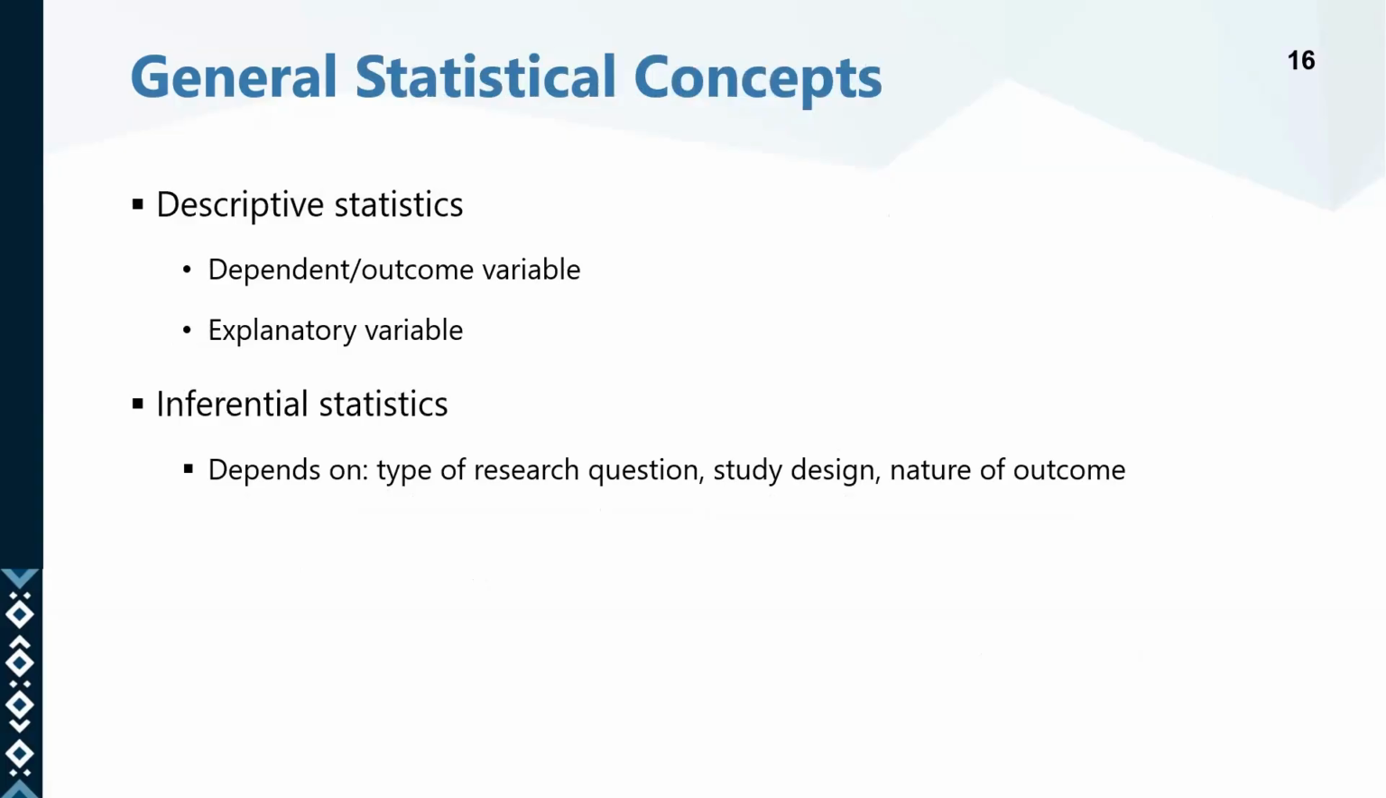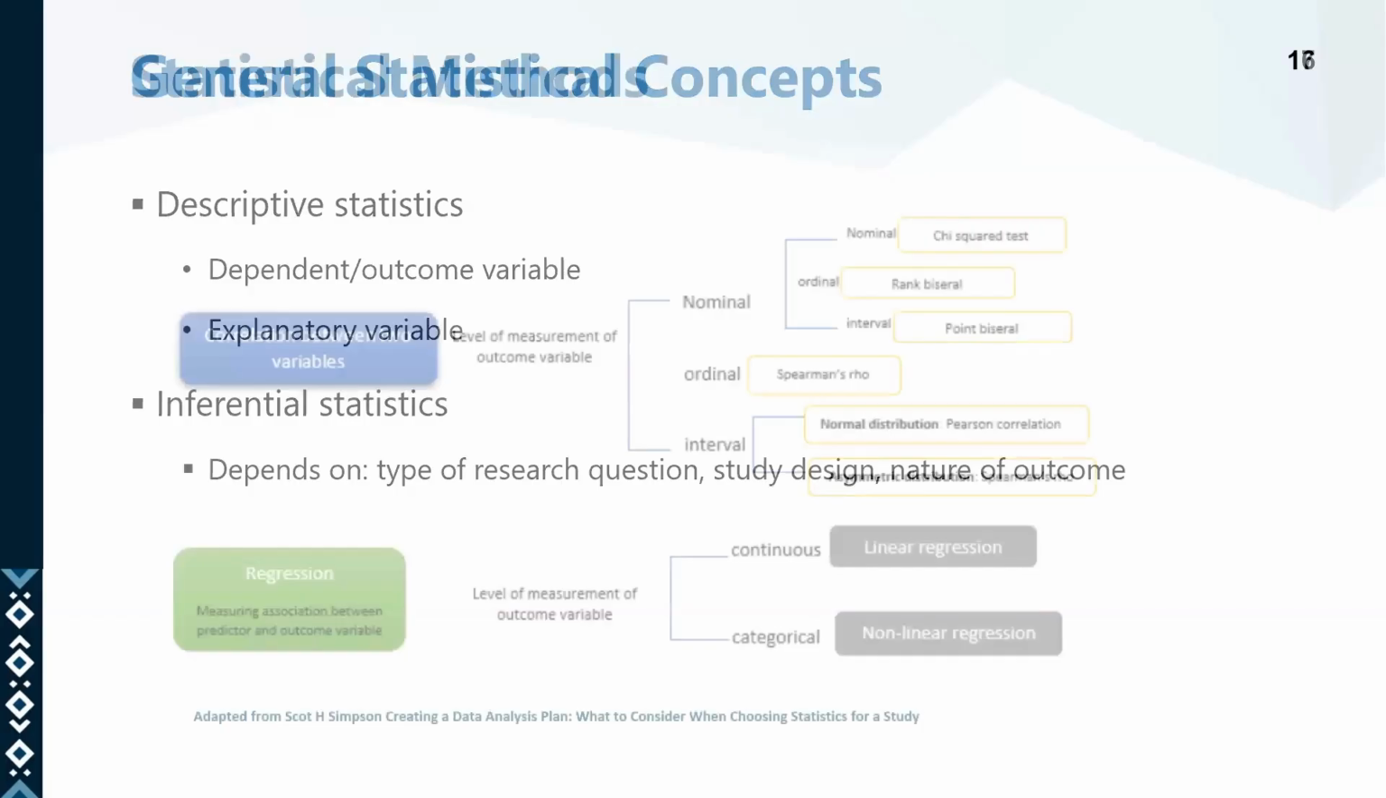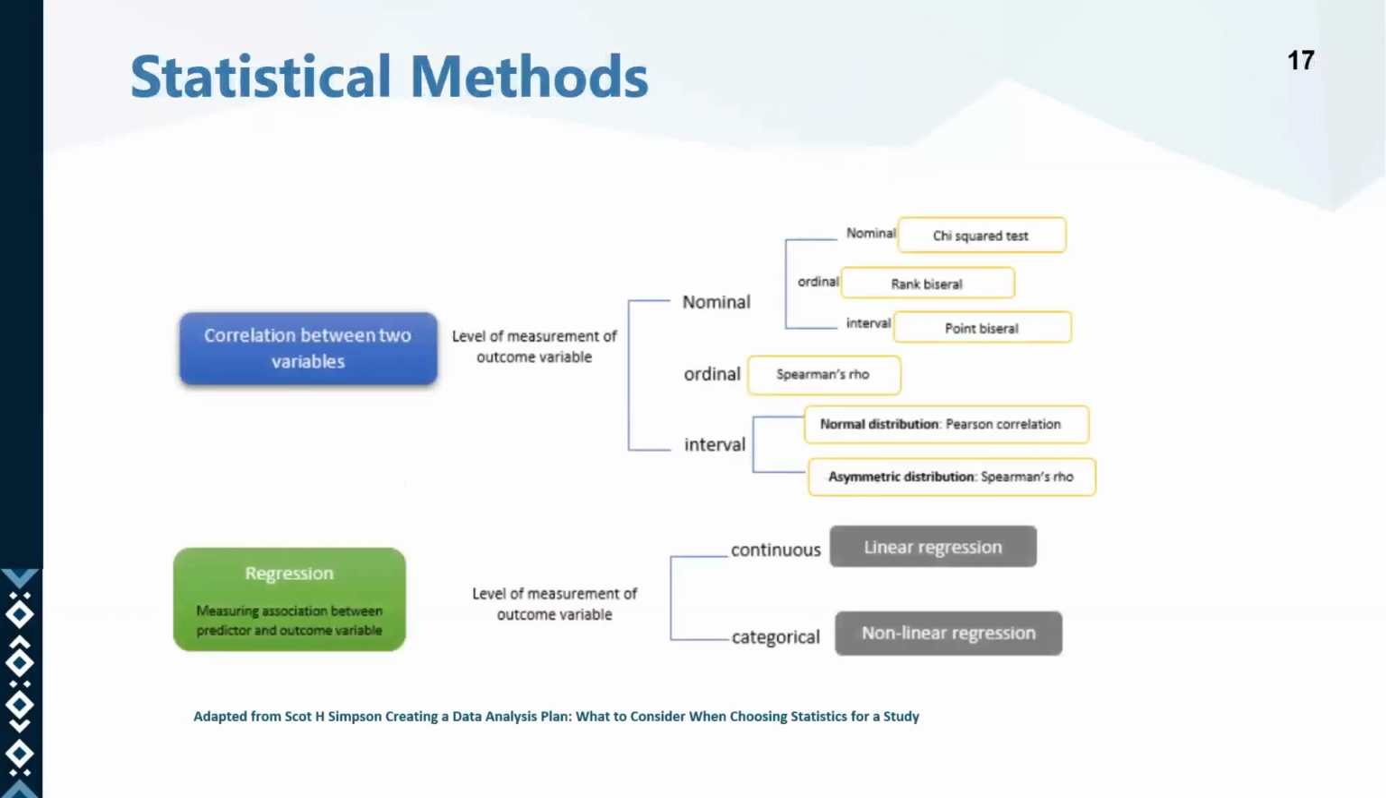Hence, at the end, after designing this, you also have to split your work into two: your descriptive statistics, where you have to clearly state your dependent or outcome variables and your explanatory variables, and the inferential statistics, where, of course, you are doing the statistical method and the analysis proper.